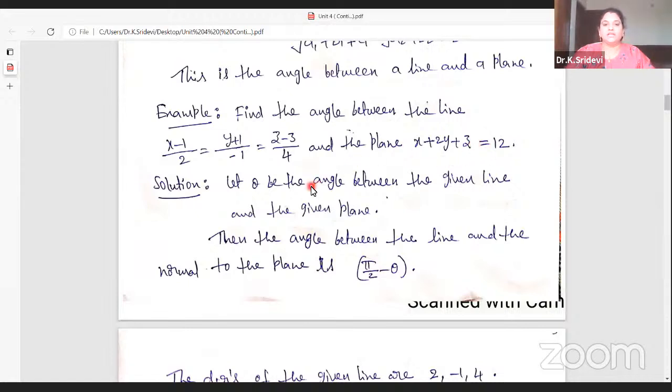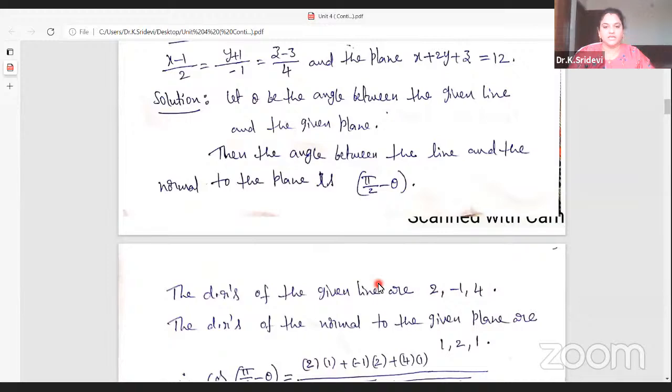So now we know the angle between a line and the plane. That is theta. Then the angle between the line and the normal to the plane is 90 minus theta. Theta is the angle between the line and the given plane. But we have to find that angle. To find the angle between the line and the plane, we first find the angle between the line and the normal to the plane. That angle is 90 minus theta.